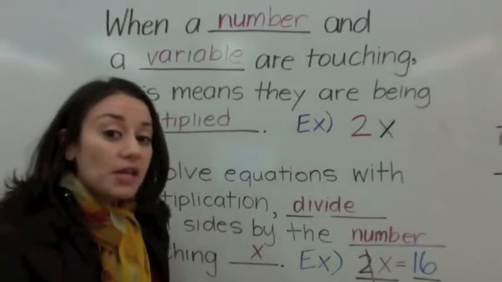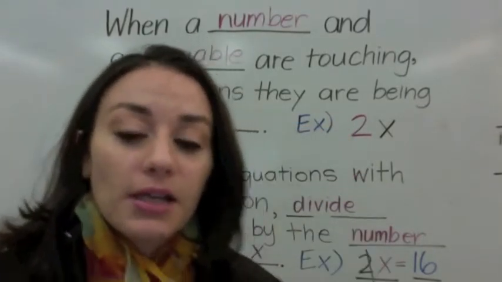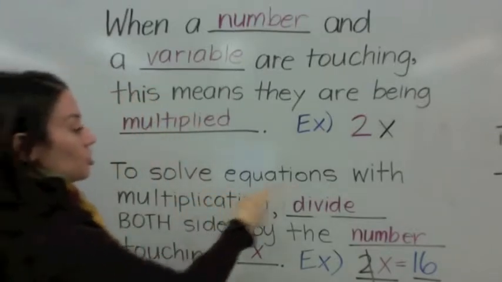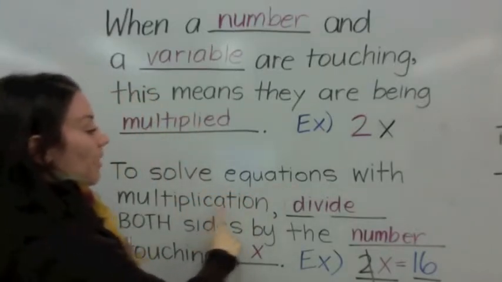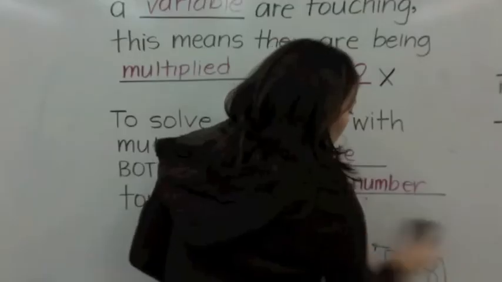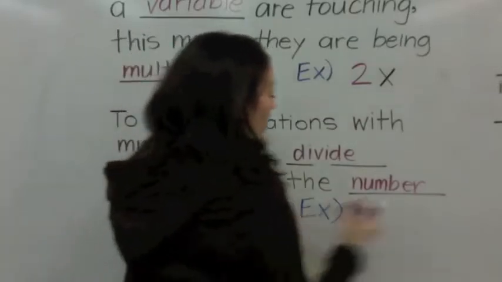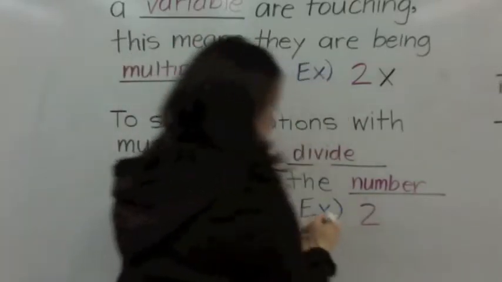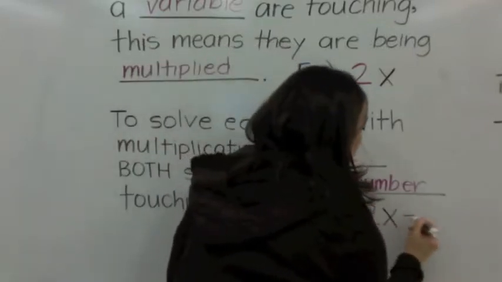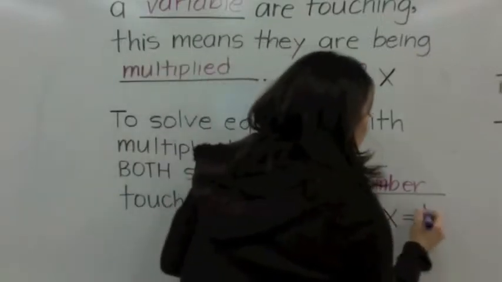Okay? So what do you need for an equation? You need an equal sign. You need a what? An equal sign. Okay? So it says to solve equations with multiplication, you have to divide both sides by the number touching. An example that I gave from yesterday is, what if Mr. 2 and Miss X now are going to equal a number? They're going to equal 16.